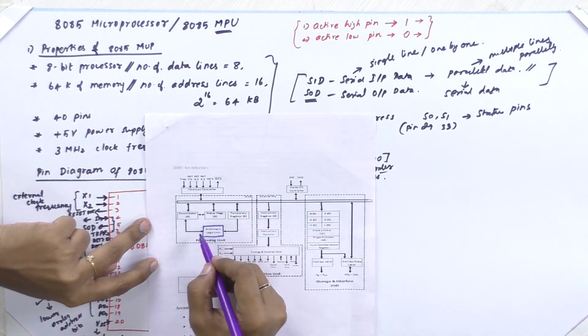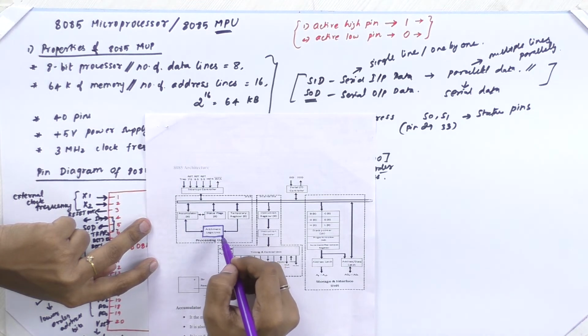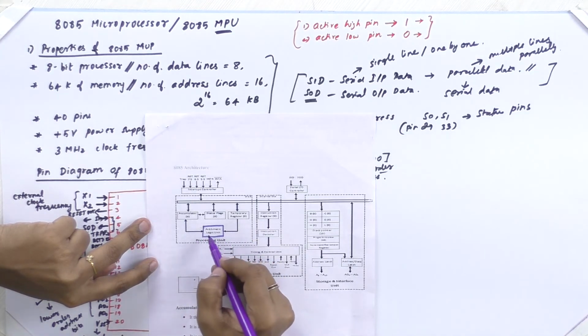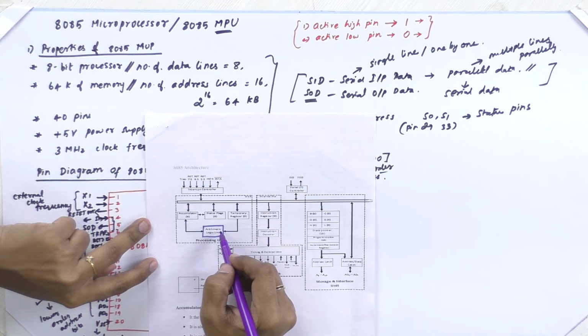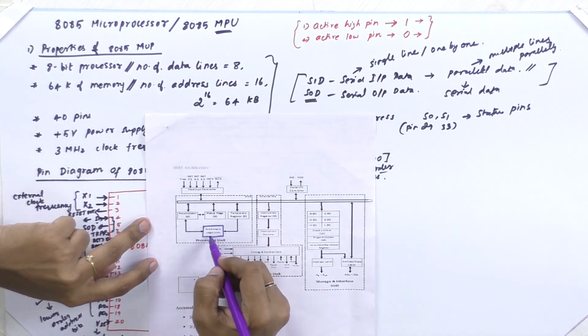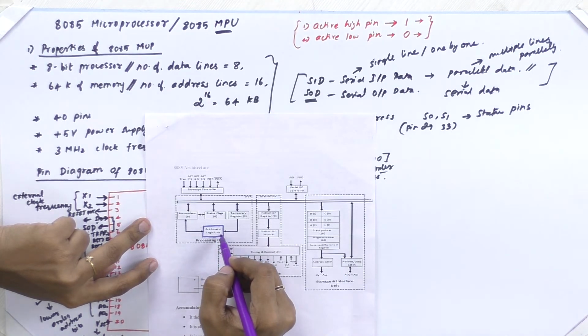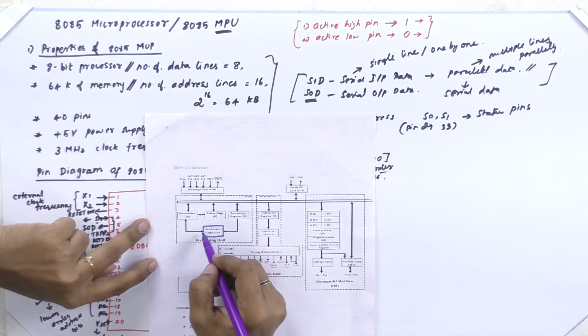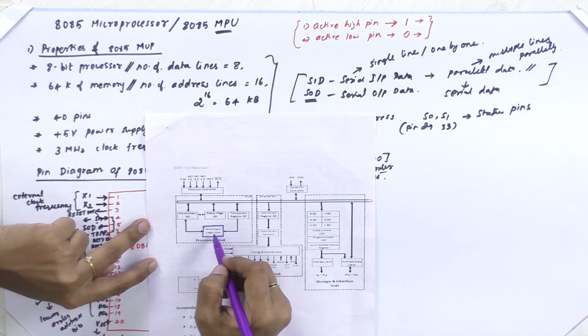The first one we have to discuss is the ALU, that is the arithmetic logic unit. The function of this unit is to perform various arithmetic and logic operations. Examples of arithmetic operations are addition, subtraction, increment and decrement. And examples of logical operations are AND, OR, NOT, complement. So these are some of the arithmetic and logical operations that will be executed by this unit, the arithmetic and logic unit, shortly called the ALU.